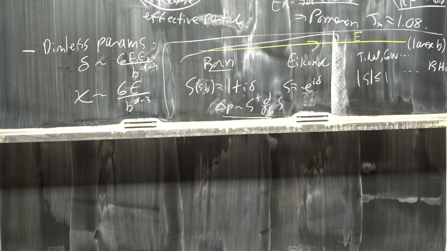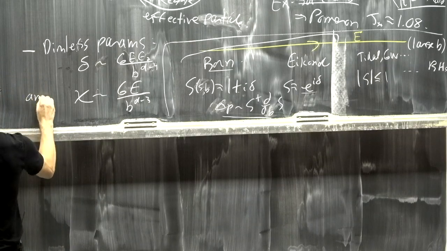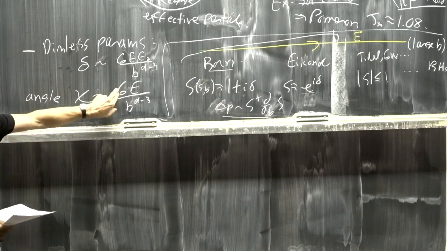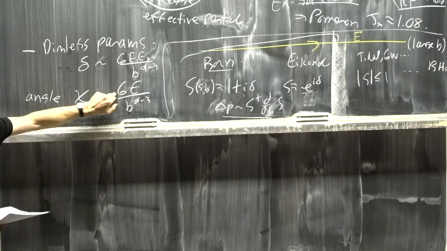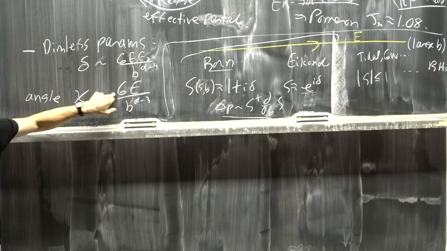Question? Yeah. What does chi mean? That was the deflection angle. All right. And also notice that the large b expansion is equivalent to the small G expansion. So that's why we can really do perturbation theory.